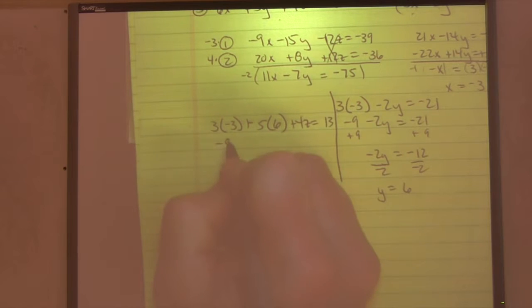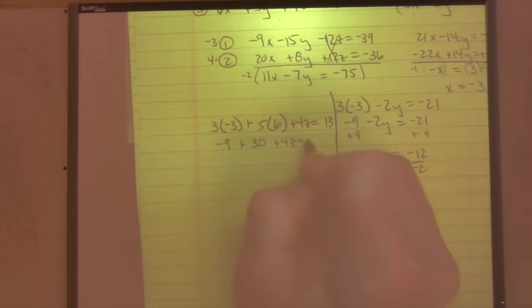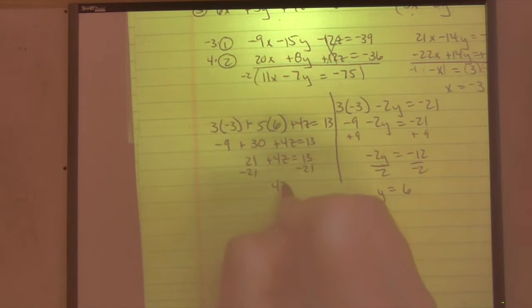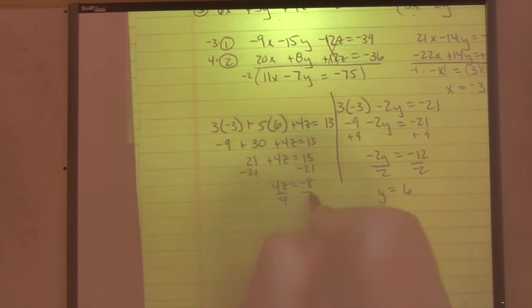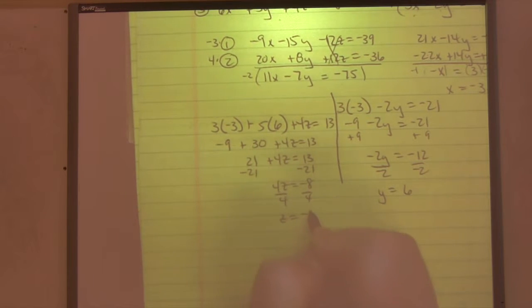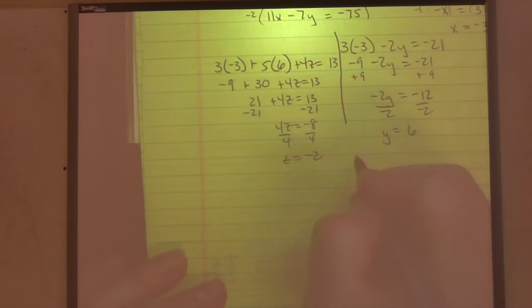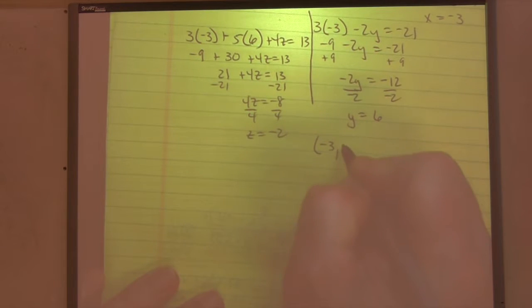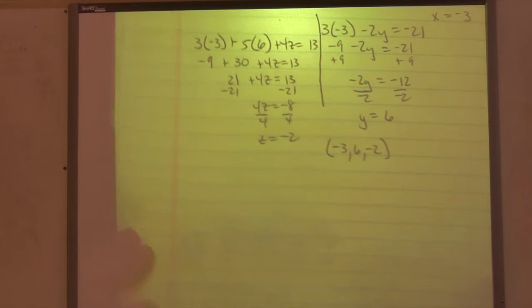So 3 times negative 3 is negative 9. 5 times 6 is 30. Plus 4z equals 13. Combine like terms. So I get 21 plus 4z equals 13. Subtract 21. So 4z equals negative 8. Divide by 4. And we get z equals negative 2. And so our answer is written as an ordered triple, and you always put them in alphabetical order. So our x is negative 3, our y is 6, and our z is negative 2. If I did it correctly.